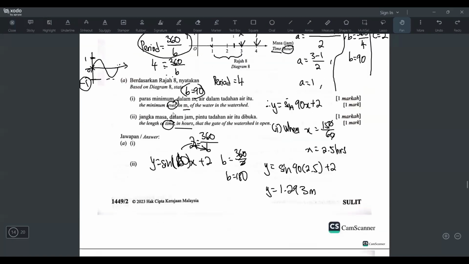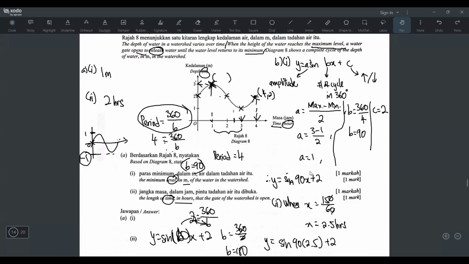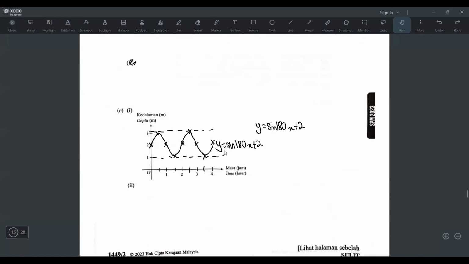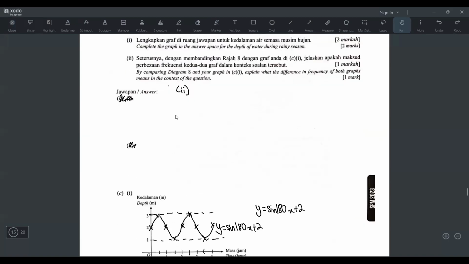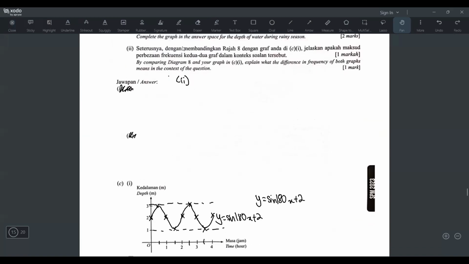The period. Because this one is sine 90x plus 2, but this one is sine 180x plus 2. So definitely the difference here is the period. Okay. For diagram 8, the period is 4.